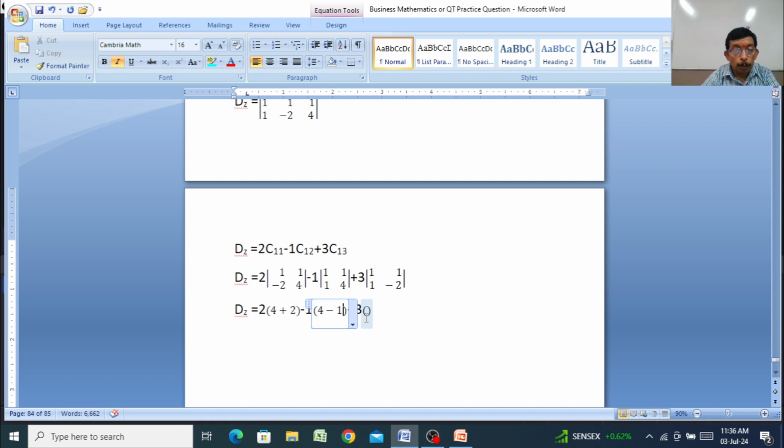And the last, we come to the last cofactor C13. The value of the determinant of 2 by 2 order is obtained by the difference of the cross multiplication of its element. The first diagonal element is 1 and minus 2, the multiplication is minus 2. The second diagonal element is 1 and 1, the multiplication is 1, note down minus 1. Now simplify in the next step.